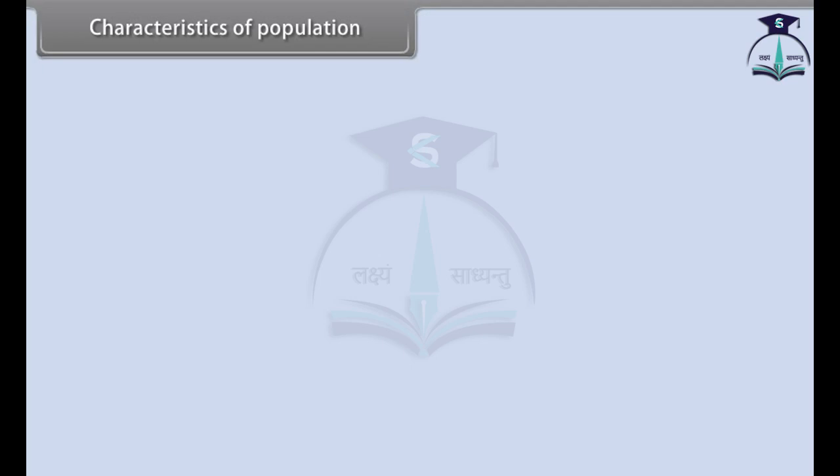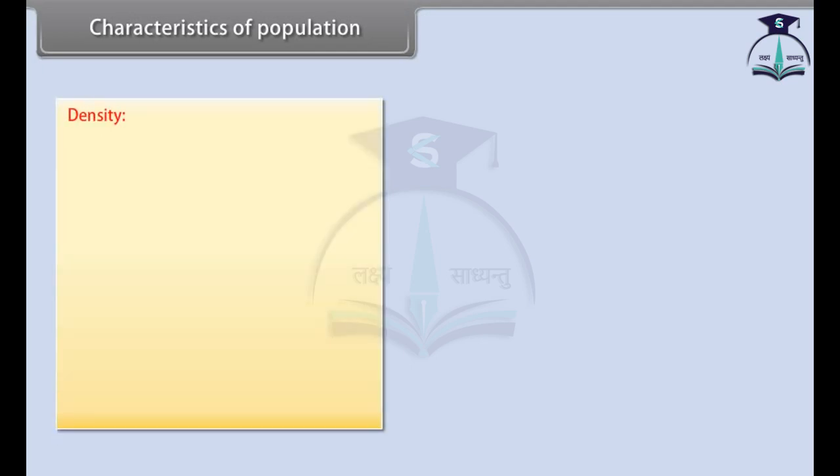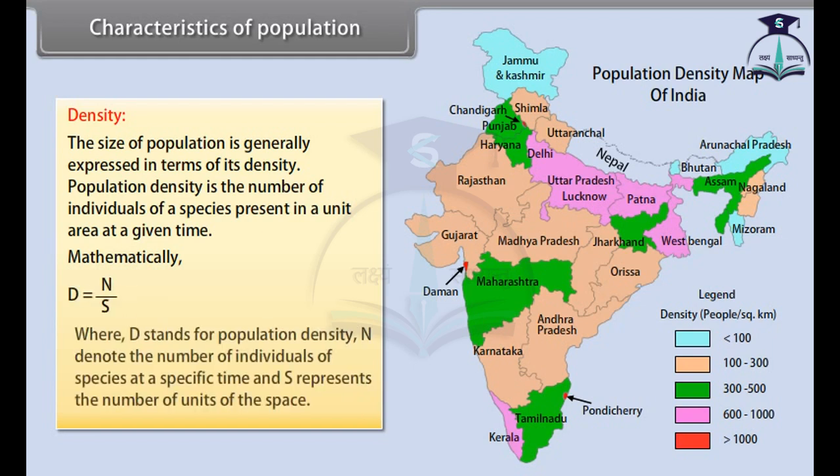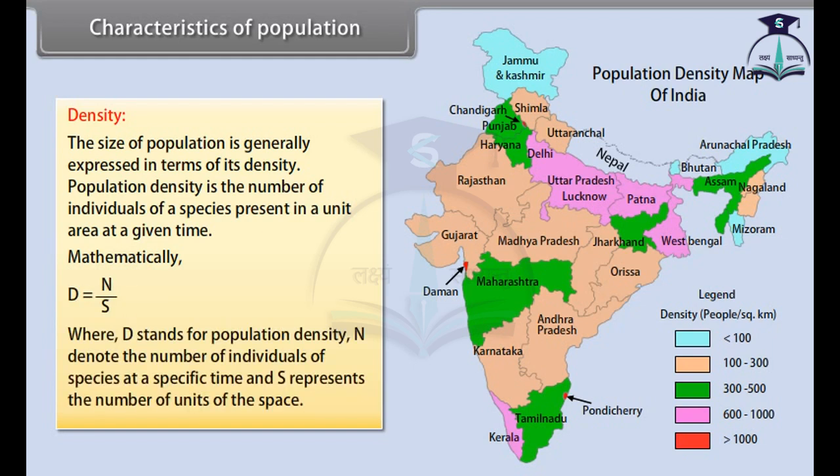Characteristics of population. Density. The size of population is generally expressed in terms of its density. Population density is the number of individuals of a species present in a unit area at a given time. Mathematically, D = N/S, where D stands for population density, N denotes the number of individuals of the species at a specific time, and S represents the number of units of space.